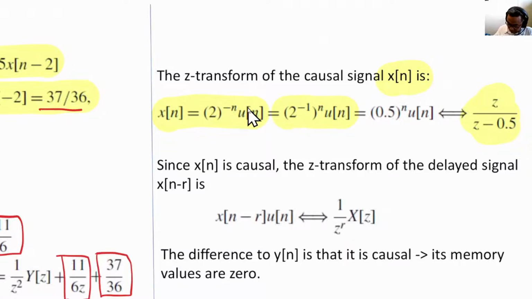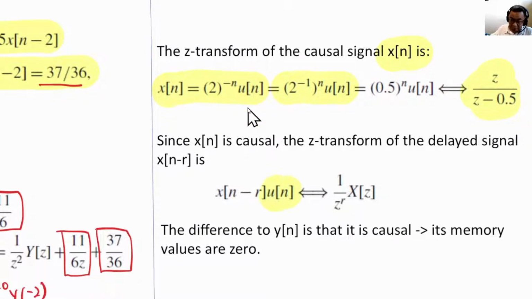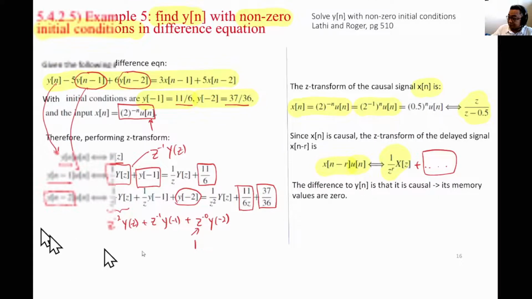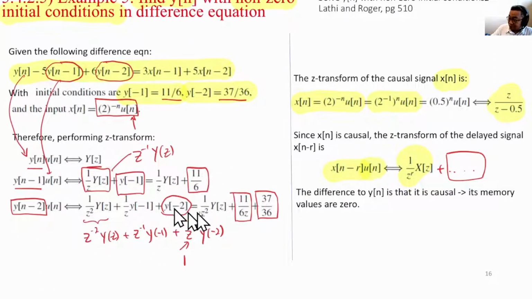Now, because this is a causal signal, it has no past values, therefore the Z-transform of x[n-r] is simply this. There are no additional terms here, as in the previous illustration for y[n], because though y has initial conditions, x does not, because this is a causal signal only.